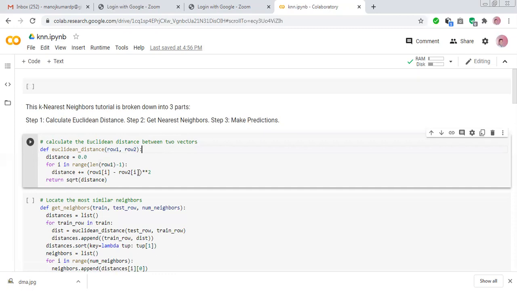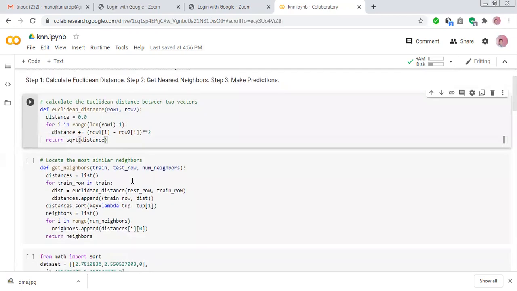So how to find the distance? This is the formula. Row 1 minus row 2 whole square, and finally the square root of the distance. This gives P1 minus Q1 whole square, but there is no square root yet. Finally, you take the square root here. So this is the Euclidean distance.